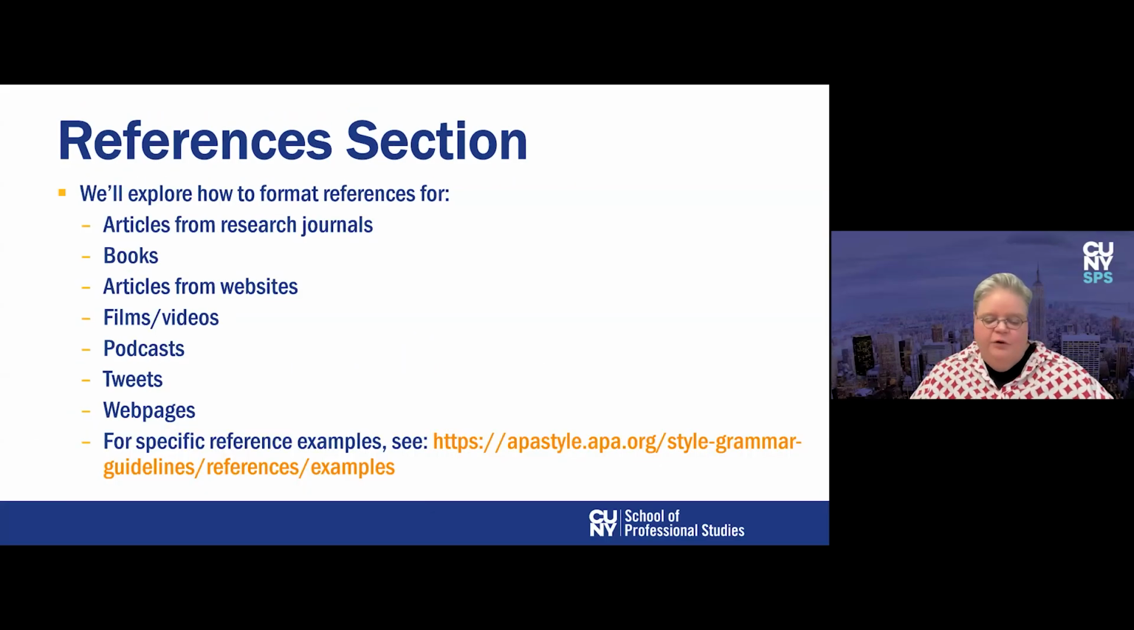In the next few slides, we'll go over how to format references for some common things you might cite, like articles from scholarly or research journals, books and articles from websites. There are many other types of sources that you might potentially cite, and there are specific APA formatting rules for each of these. For example, if you want to cite films, videos, podcasts, tweets, web pages, YouTube videos, or something else, you'll want to check out the resource on the APA website to find out how to properly format them. For now, we're going to focus on some of the more common types of sources in the next few slides.